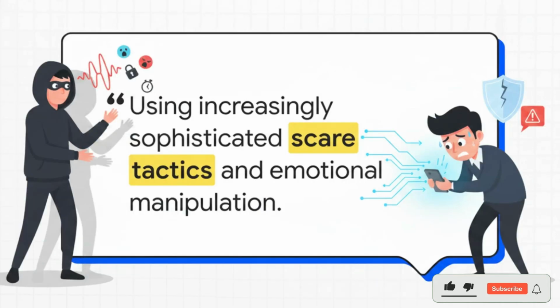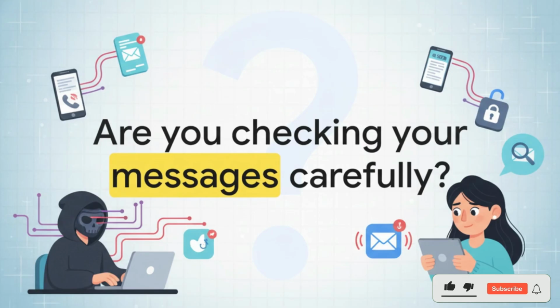This quote really hits the nail on the head. What's terrifying is that vishing doesn't rely on complex computer code. It relies heavily on fear and emotional manipulation. They deliberately try to make you panic, so you'll just surrender your sensitive information without taking a second to think it through. So, what does this all mean for us?